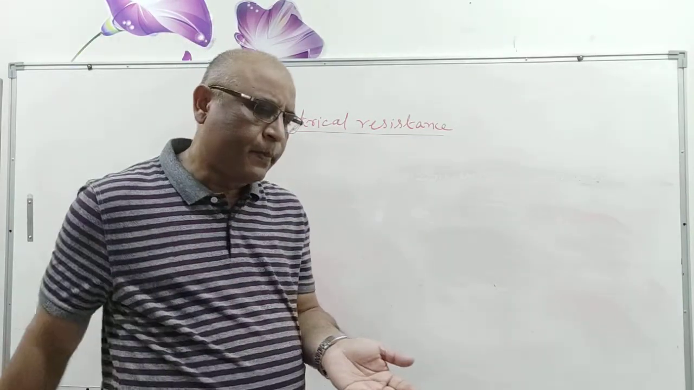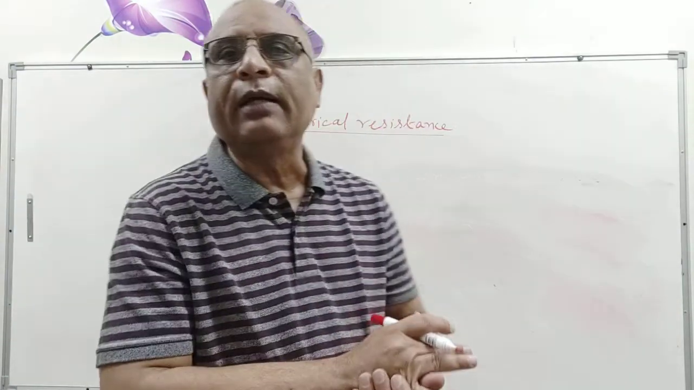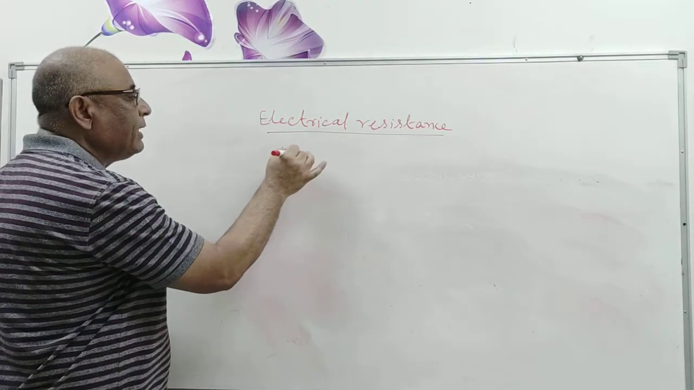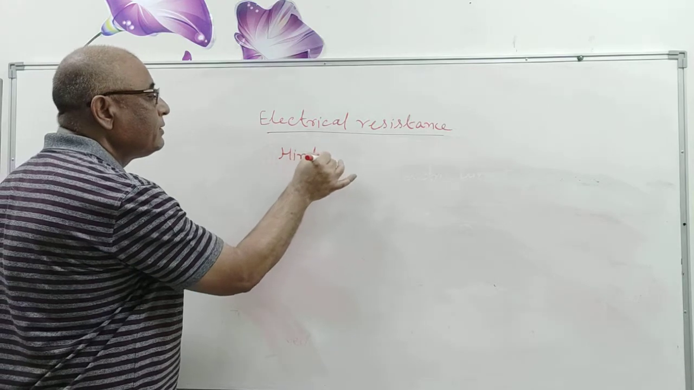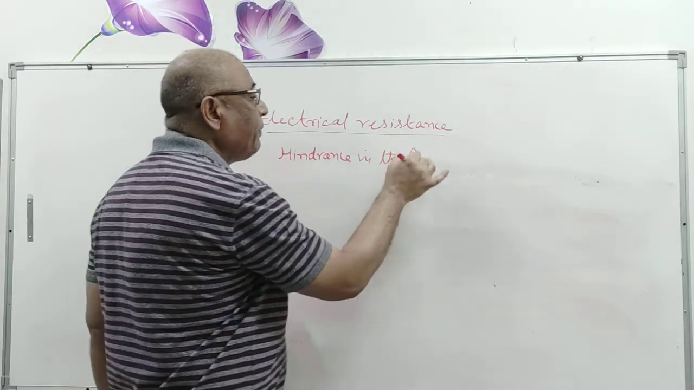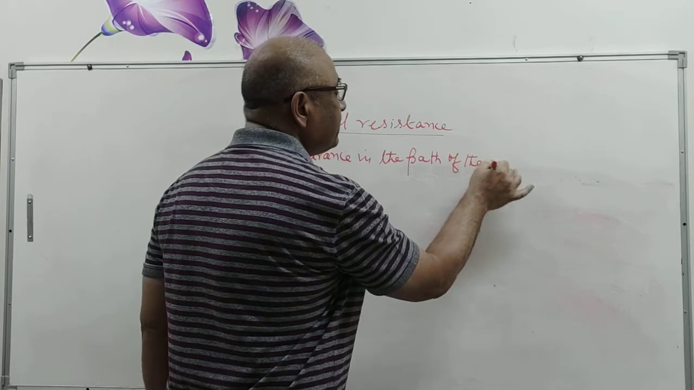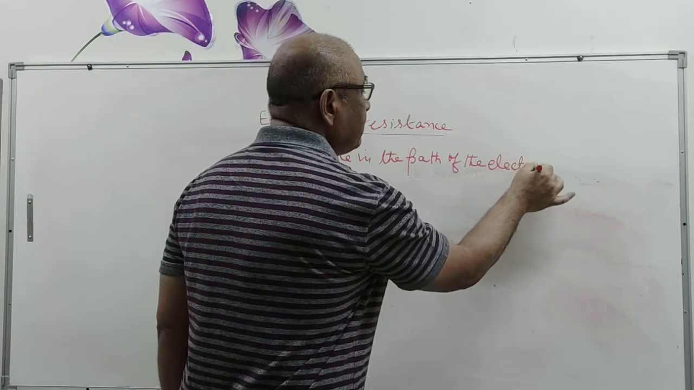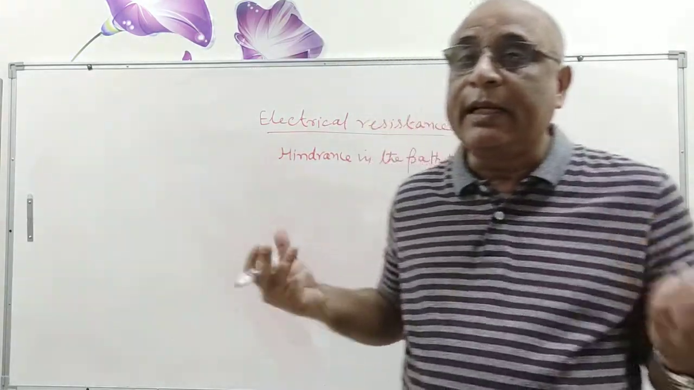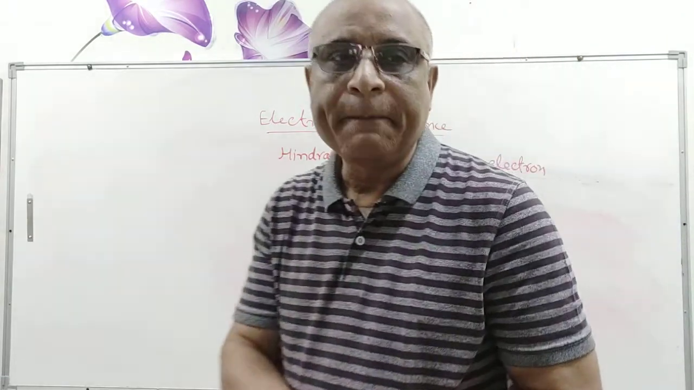In the same way, when electrons move, there is a hindrance in the path of the electron. So electrical resistance is nothing but hindrance in the path of the electron. But which thing creates hindrance in the path of the electron? Try to understand. It is very clear.